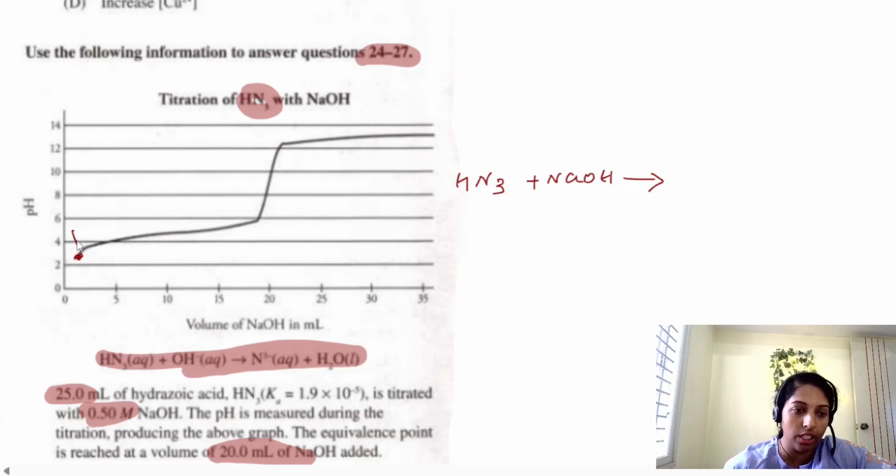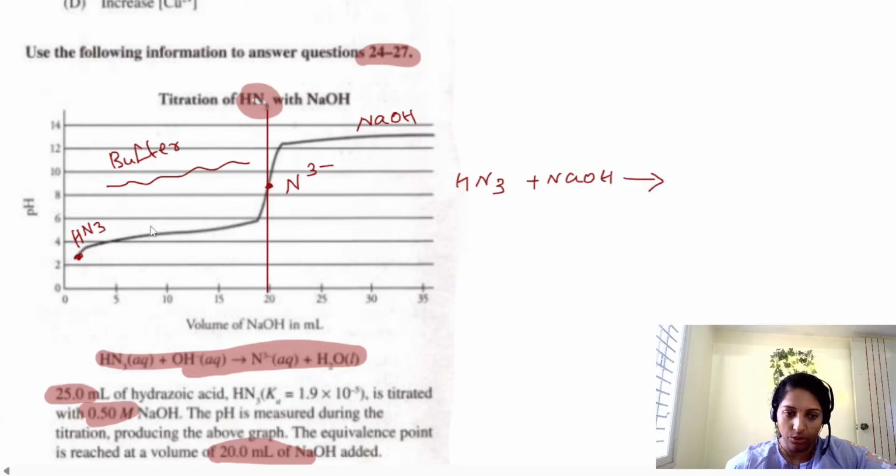Full of that HN3. Before titration, before the equivalent point, the thing will be buffer. So this all are buffer because it's a weak acid and strong base titration. Okay. And after that equivalent point, here the salt will be the dominant thing. So N3 minus is there after the endpoint, and who else is there? Yes, our strong base NaOH will be there. So these are the areas.